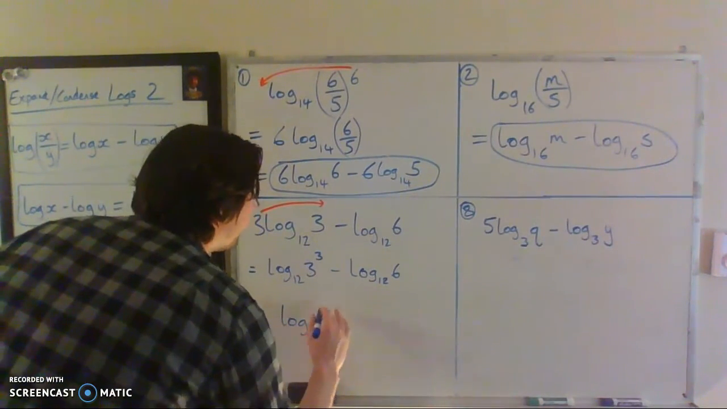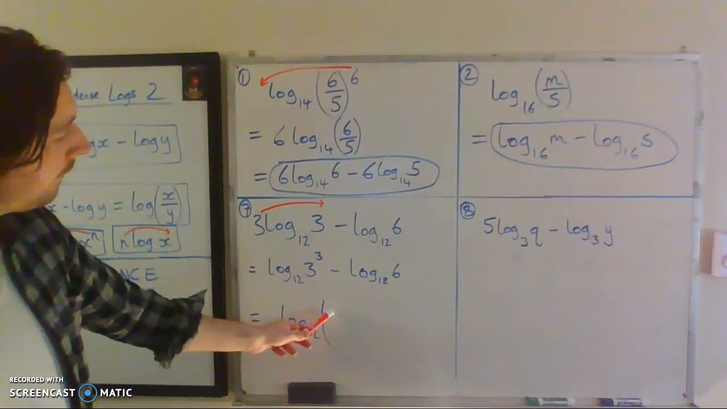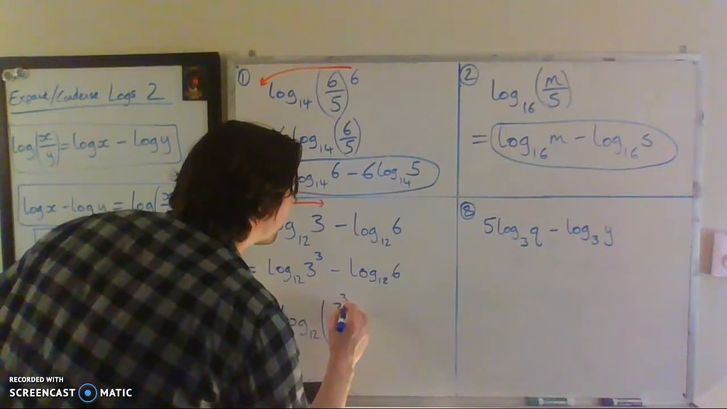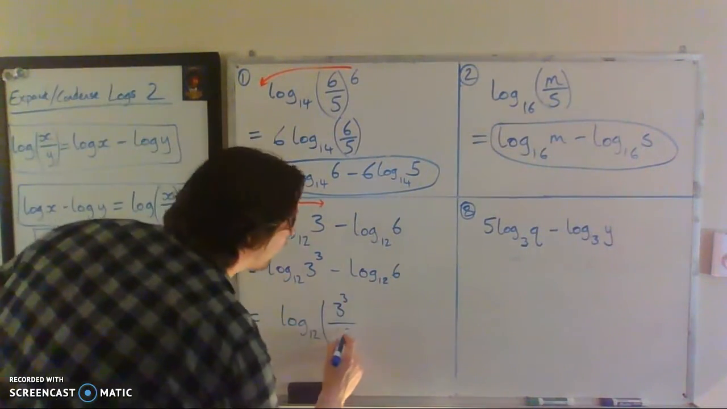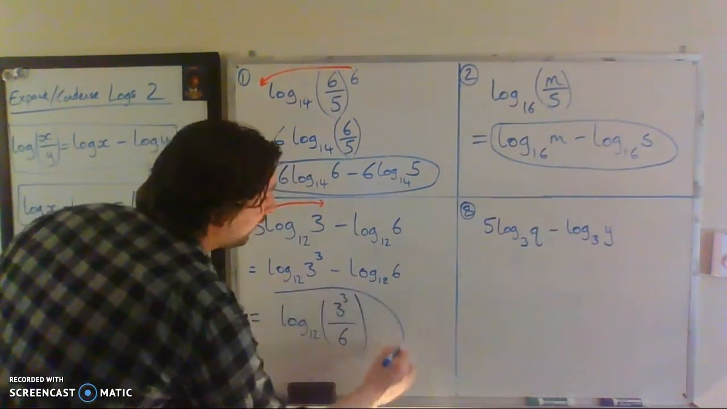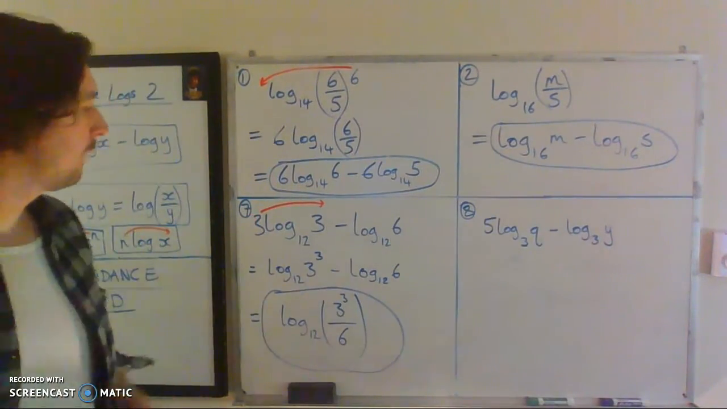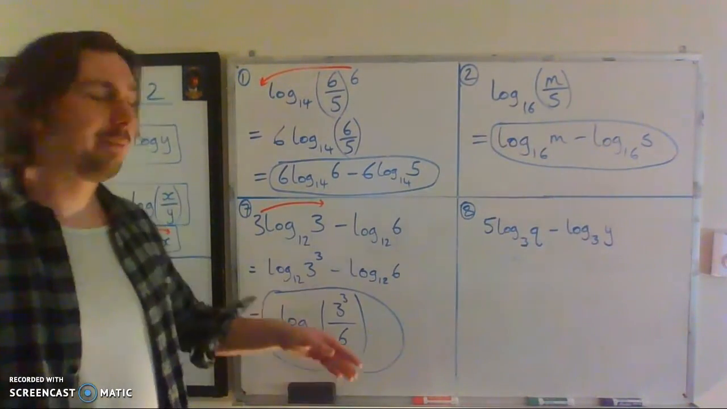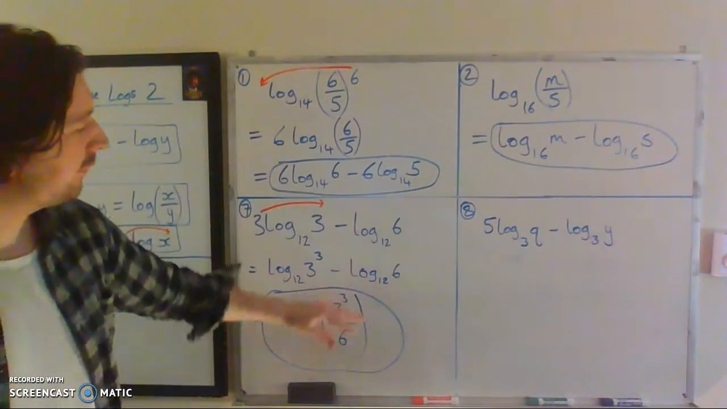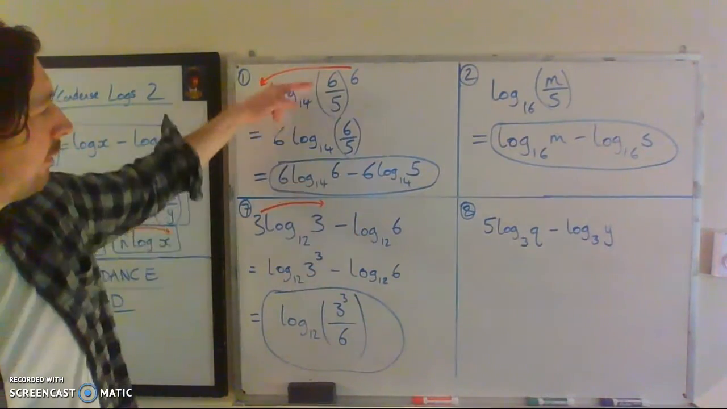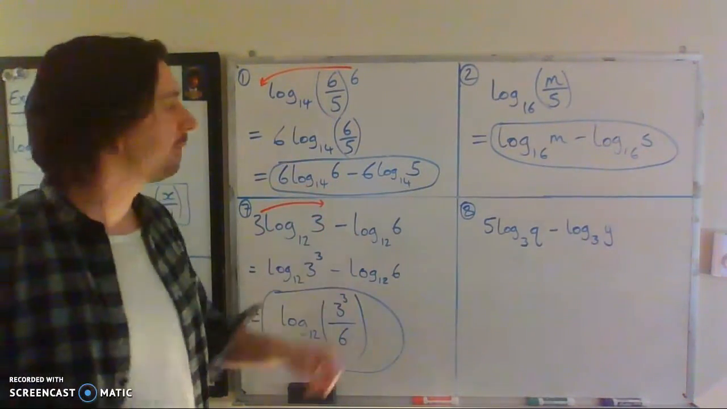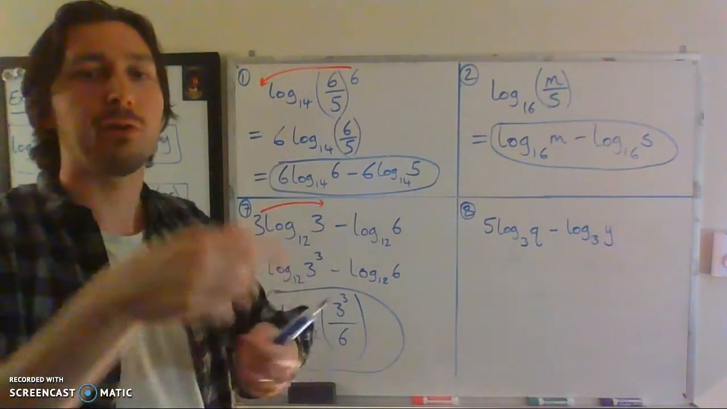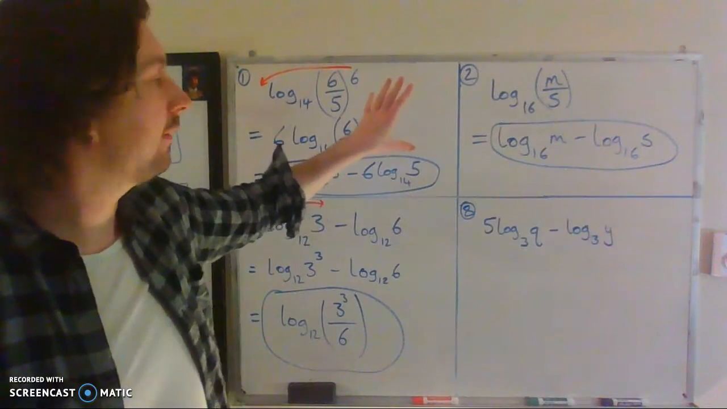Log base 12. Set up my bracket. On top of my fraction, I'll have 3 to the power of 3. On the bottom, I'll have my 6. And that's how we simplify them. You can see it's the opposite of what we were doing here. If I do this one backwards, I would end up with the kind of answer that I get in these ones. So if you're having a problem with these, just think of the steps backwards from what you did in the first 6 questions.